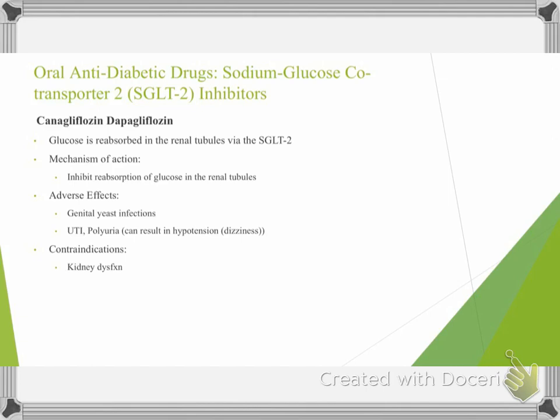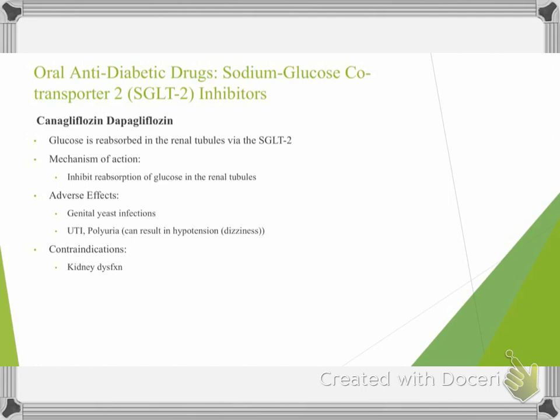So, sodium glucose cotransporter 2 inhibitors. These are actually used in type 1 along with insulin. Glucose is absorbed in the renal tubules via the SGLT2. So the mechanism of action is it inhibits the reabsorption of glucose in the renal tubules. So this results in glucosuria, right? So your adverse effects are due to the increased glucose in the urine.